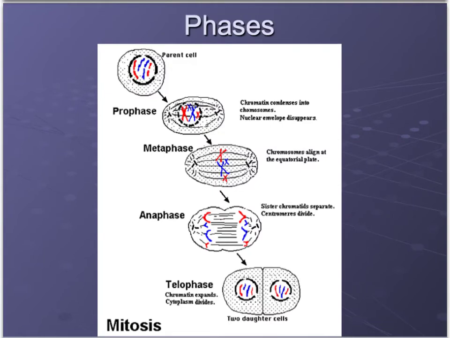Questions 1 and 2 can be answered looking at this diagram. We have prophase, metaphase, anaphase, telophase, or PMAT. During prophase, the nuclear envelope disappears and chromosomes form. During metaphase, chromosomes line up in the middle. Anaphase, they get pulled to opposite sides of a cell. And telophase, the new cells start to form.